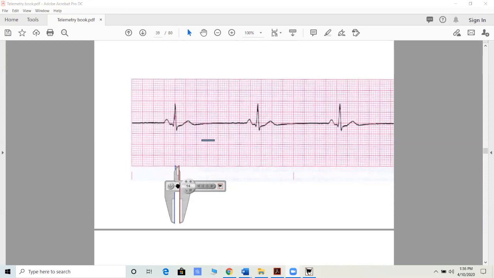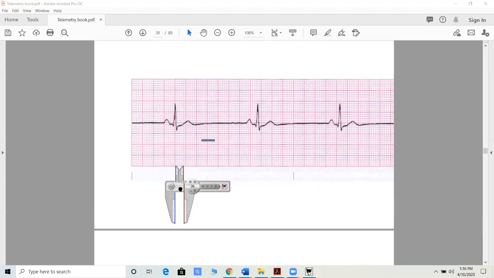Now let's measure the PR. I want you to take a look at this. Tell me what the PR interval is. Remember, the PR interval can be between 0.12 and 0.20. What is the PR? Type it in the chat box. Okay, yes, almost 0.2, 0.04 shy. So 0.16 would be correct. Is that normal? Yes. So our QRS is normal, and our PR interval is normal.